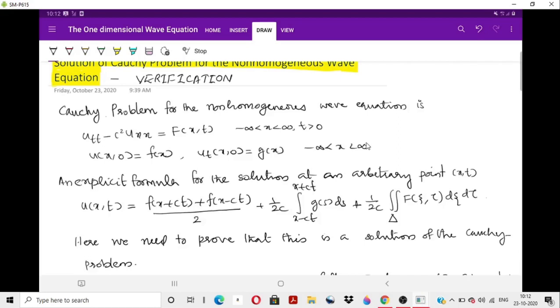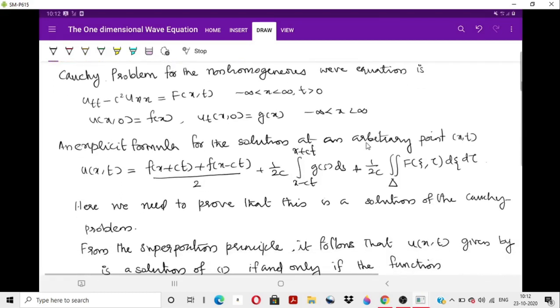Now it remains to prove the verification part, and that we will do in this lecture. We know that by the superposition principle, it follows that the solution u(x,t) given by this equation, let this be equation number 2, and the Cauchy problem be equation number 1.